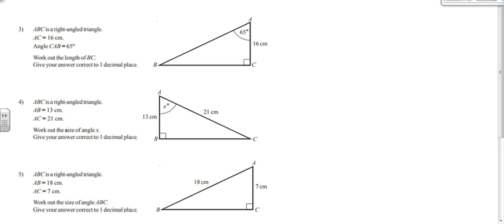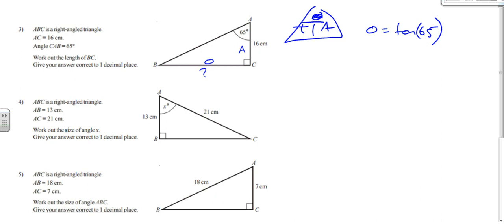We're looking for BC, so that's this one, which is the opposite. And we've been given the adjacent. So for the SOHCAHTOA, we are going to be using TOA. Now the one we're looking for is the O. So if we cover up the O, it's going to be T times A. So I'm going to write the opposite equals T, which is tan, so it's going to be tan 65. And if your calculator puts it in brackets, make sure you close the brackets before you do times by 16. So 16 times tan 65, that gives us 34.3. So the opposite equals 34.3 centimeters.